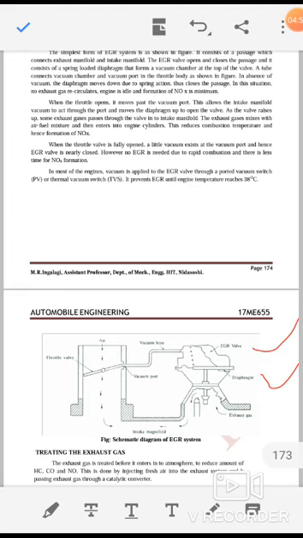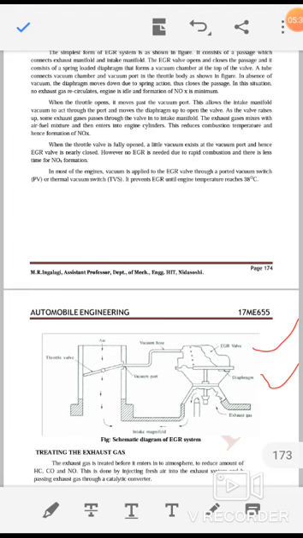As the valve rises up, some exhaust gases pass through the valve into the intake manifold. The exhaust gases mix with the air fuel mixture and hence enter the engine cylinder. This reduces combustion temperature and hence the formation of NOx. When the throttle valve is fully opened, little vacuum exists at the vacuum port and hence the EGR valve is nearly closed. However, EGR is not needed due to rapid combustion and there is less time for NOx formation.